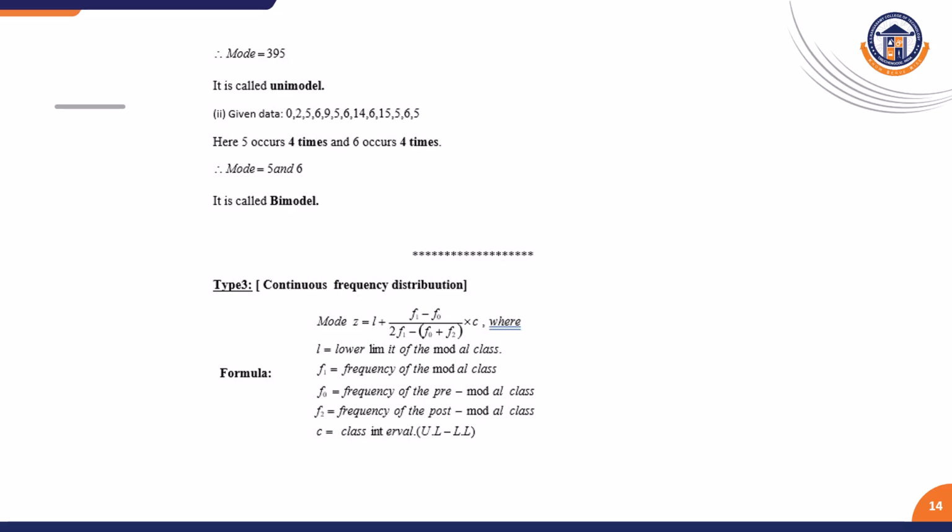Now we move on to the continuous frequency distribution. The formula for mode, whose notation is Z, is Z equals L plus (F1 minus F0) by (2F1 minus F0 plus F2) into C, where L is the lower limit and F1 is the frequency of the modal class. In a continuous distribution for the median, we find a median class. In the same way, here we find the modal class. F0 is the frequency of the pre-modal class, F2 is the frequency of the post-modal class, and C is the class interval.